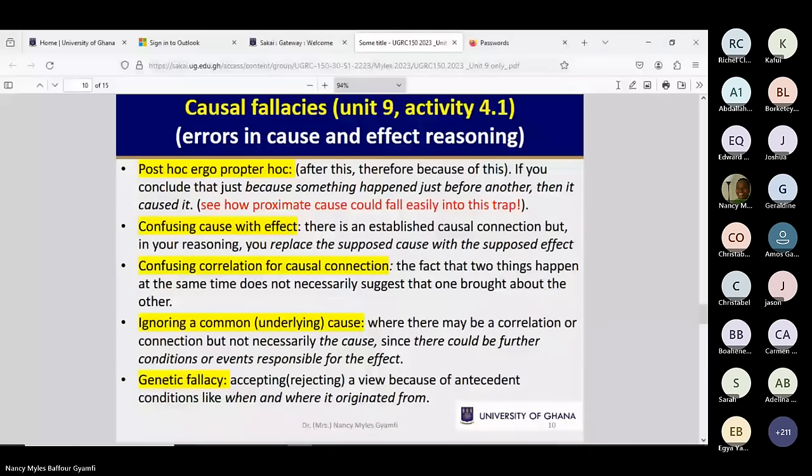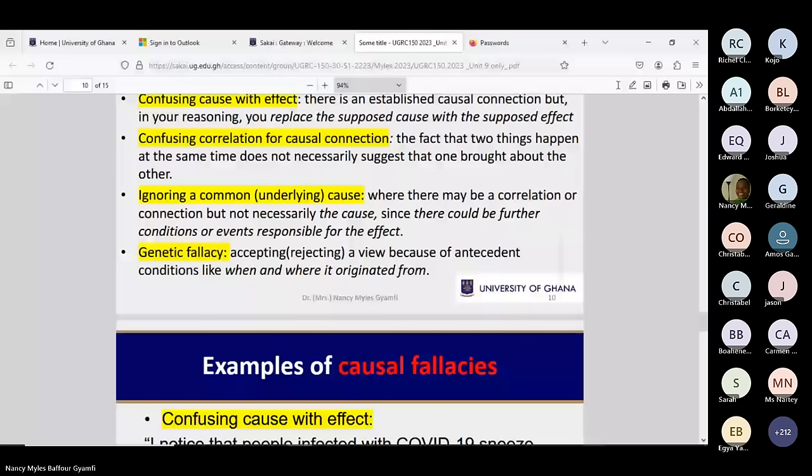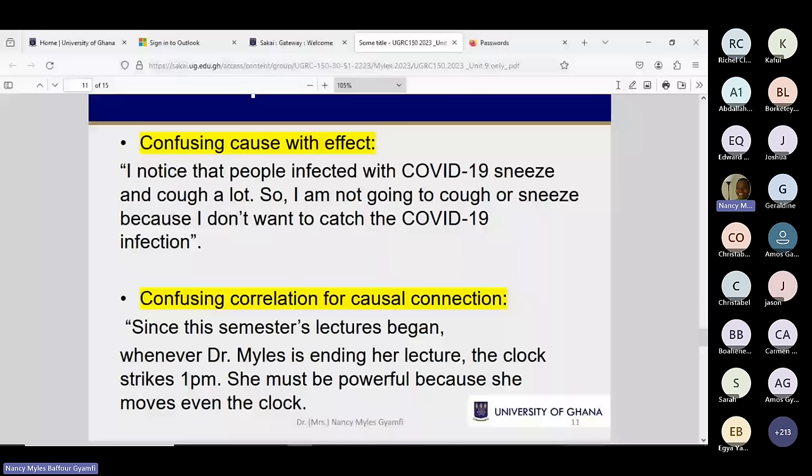Please read. Okay. Causal fallacies: errors in cause and effect reasoning. Post hoc ergo propter hoc, after this. Please read the third one, number three. Okay. Confusing correlation for causal connection. Good. The fact that two things happen at the same time does not necessarily suggest that one brought about the other. Very good. Yes, an example. Don't read number four. I'm showing you an example now, okay? So confusing correlation for causal connection. Read the example.